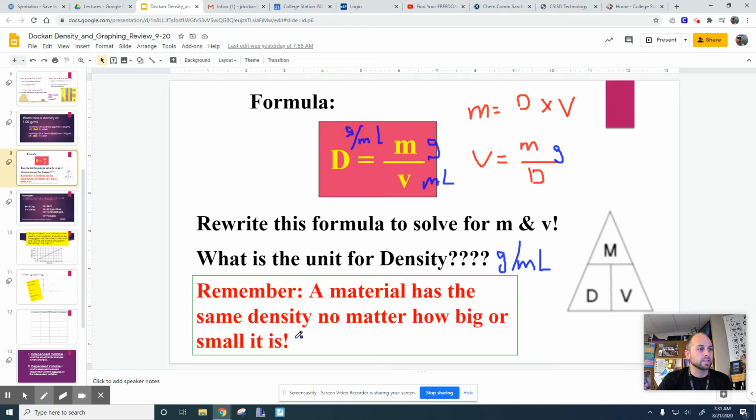Remember, a material has the same density no matter how big or how small it is. So my College Station mug, no matter if this was the size of a coffee mug or the size of the school, the density of this would be the same. If you have a cup of water versus a swimming pool of water, the density of the water itself is the same.